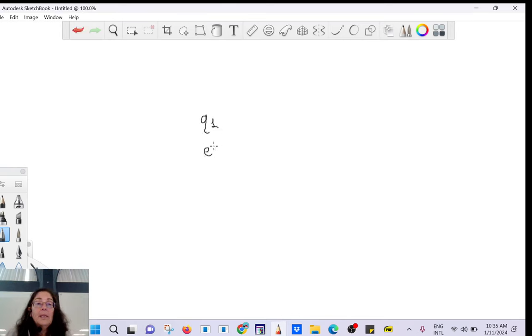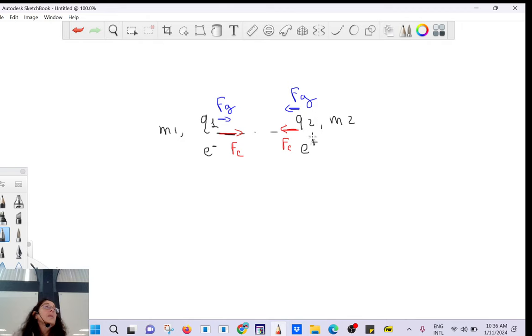Q1, let's say this is the electron, and you have Q2, so let's say this is a proton. You have an electric force between them, so they attract each other, and you also have a gravitational force between them because you have mass. The electron has a mass of M1, and the proton has a mass of M2. So, typical engineering problem, not that hard.